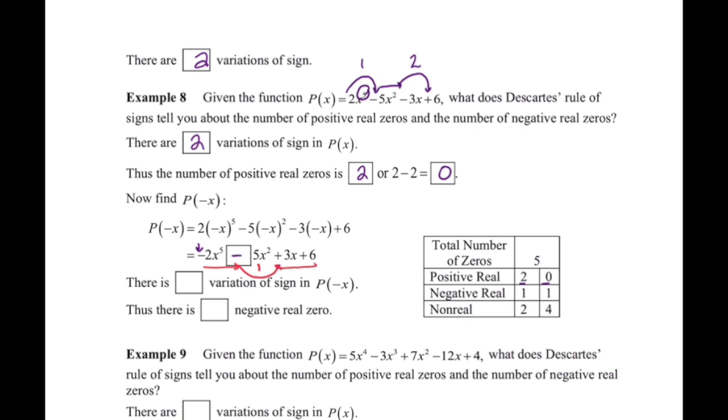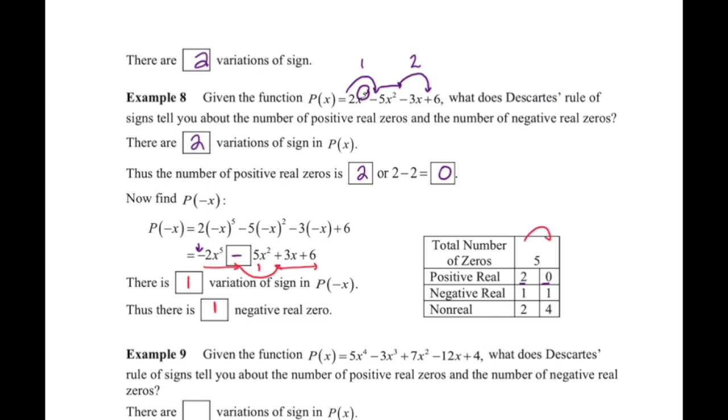And then it stayed positive. So our variation of signs is 1. Well, since we can't subtract 2 from 1 without going negative, we can't have negative zeros. That would be silly. That doesn't make any sense. So our only option is there is 1 negative real zero, and then to fill in the table.